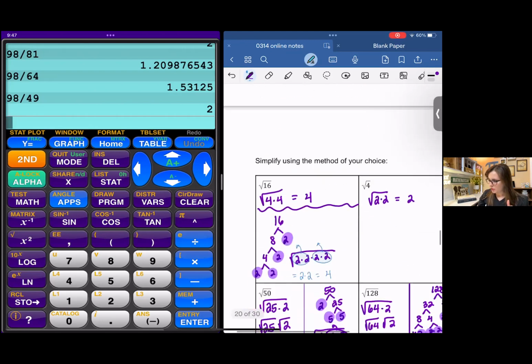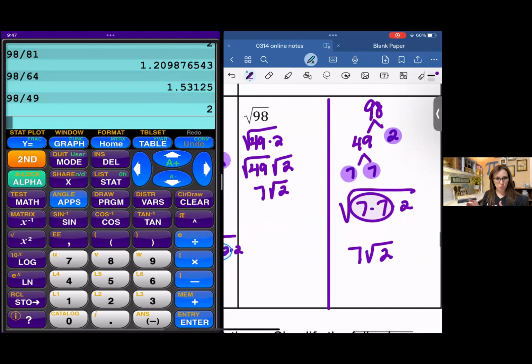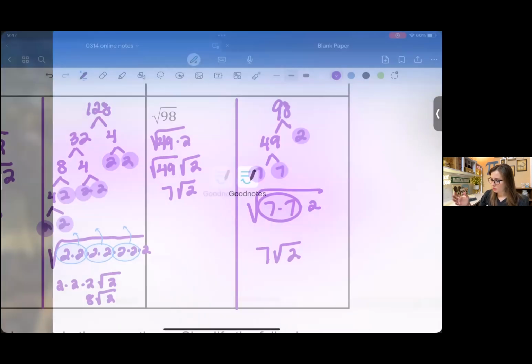And I found that it was divisible by 49 times 2, and the square root of 49 is 7, and then the 2 stays under. Or if you do a factor tree, you get 49 times 2, 49 is 7 times 7. That's your pair. One of them gets to come out, and we get 7 root 2. So that is simplifying radicals.